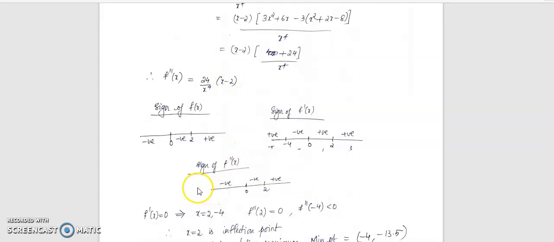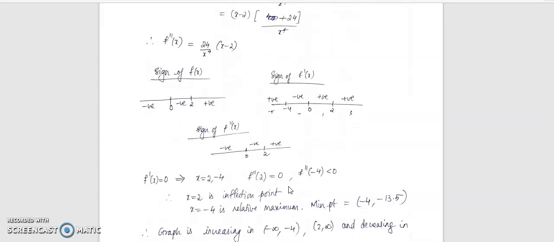ഇനി minus infinity to 0 നെഗറ്റീവ് ആയിരിക്കും കാരണം x minus 2 നെഗറ്റീവ് ആണ്, 0 to 2 നെഗറ്റീവ് ആയിരിക്കും, and when x is greater than 2 this is going to be positive. So whole term is positive. So that is the sign of f double dash of x. So we have negative, negative and then positive.